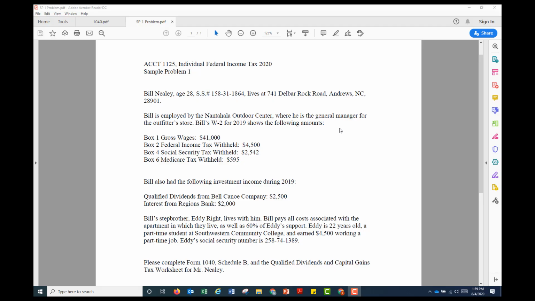What about box 4 and box 6? Social Security and Medicare tax on the Form W-2. These are not relevant information for the 1040 purpose.